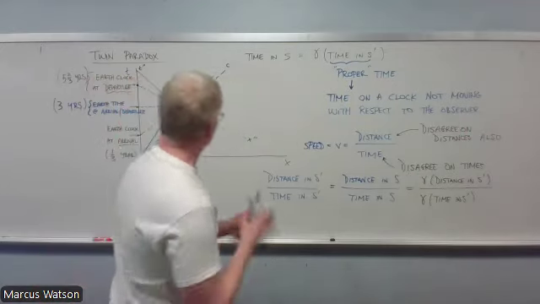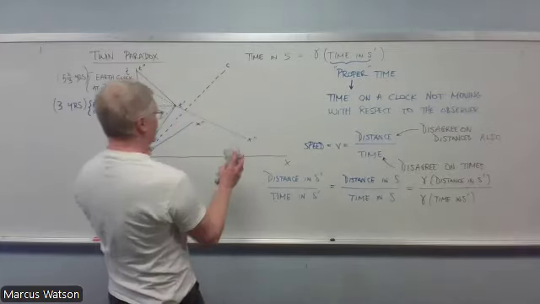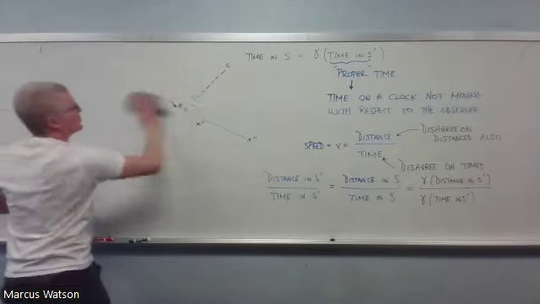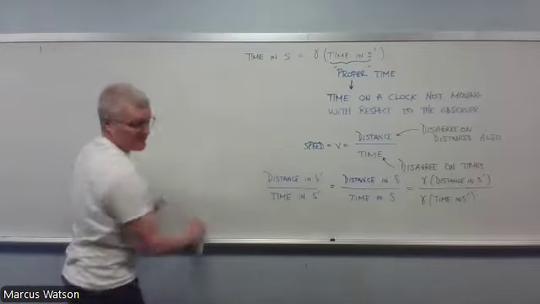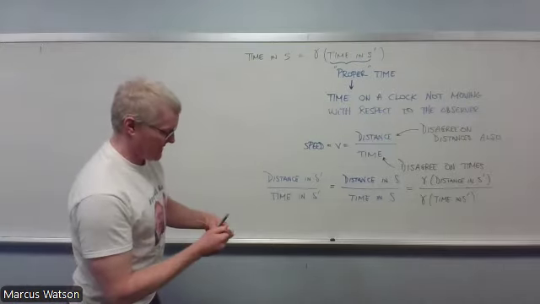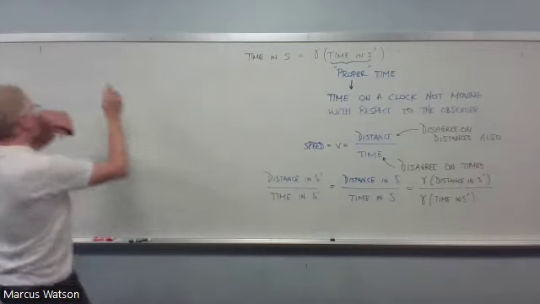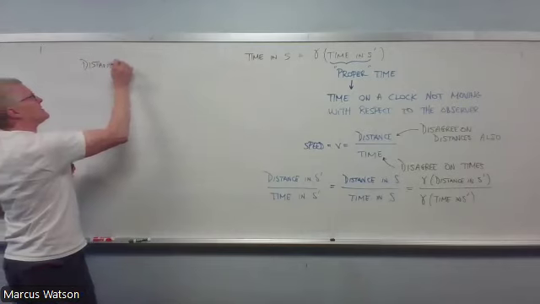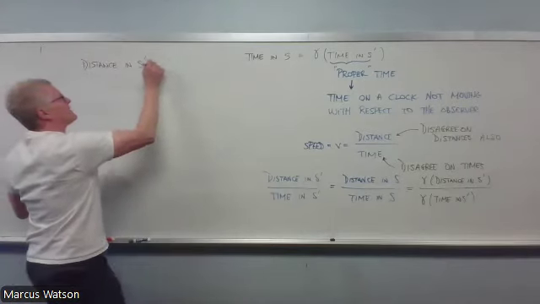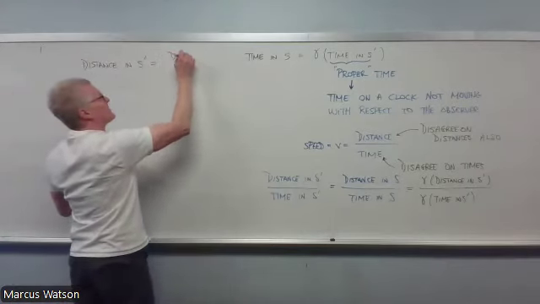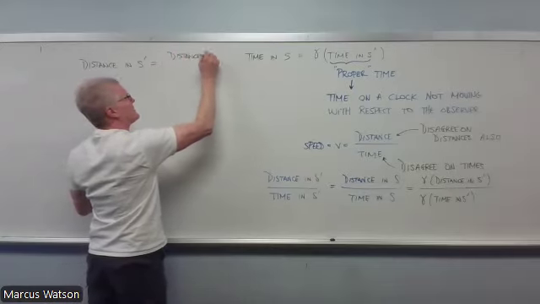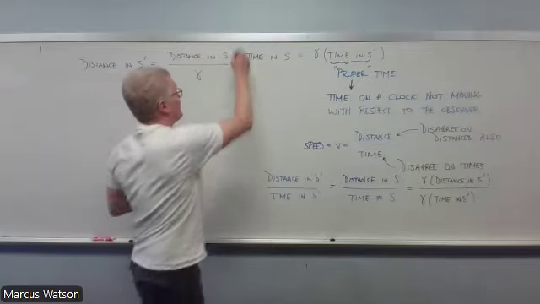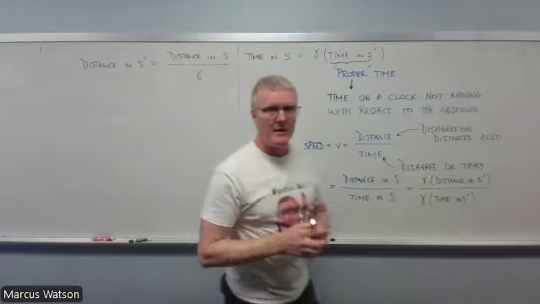Okay? So, I don't really want to erase this, but I'm going to have to. So what this tells us then is that the distance as measured by someone in the S prime frame is equal to the distance as measured by someone in the S frame divided by the gamma factor. Okay.